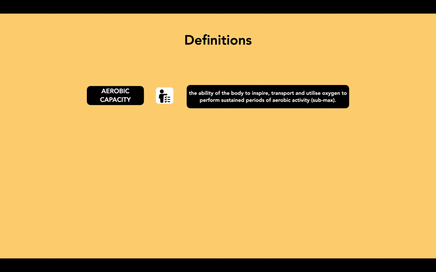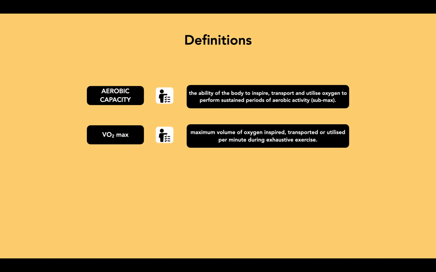Now, the reason I've added that is VO2 max is the maximum volume of oxygen inspired, transported or utilized per minute during exhaustive exercise. So exercise that takes you up until your maximum, until you're completely fatigued. This is when your VO2 max will determine how good you are at doing that. So it's just important to know that.